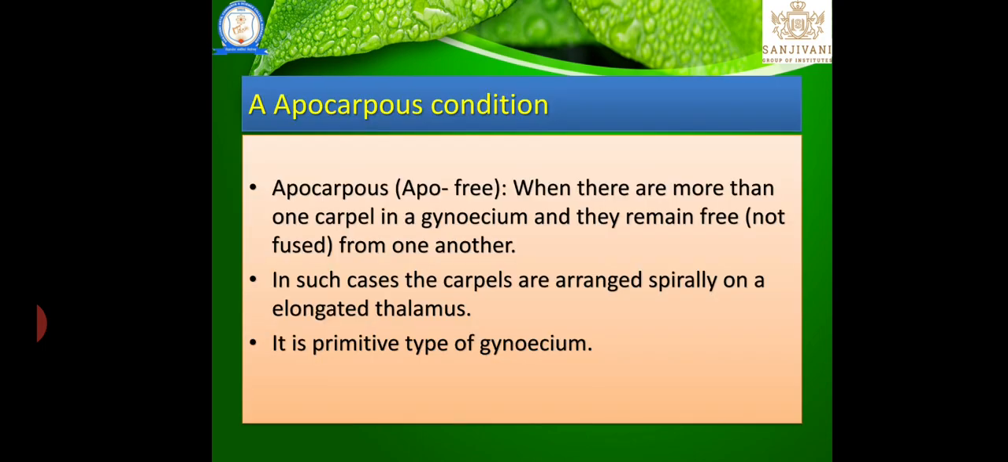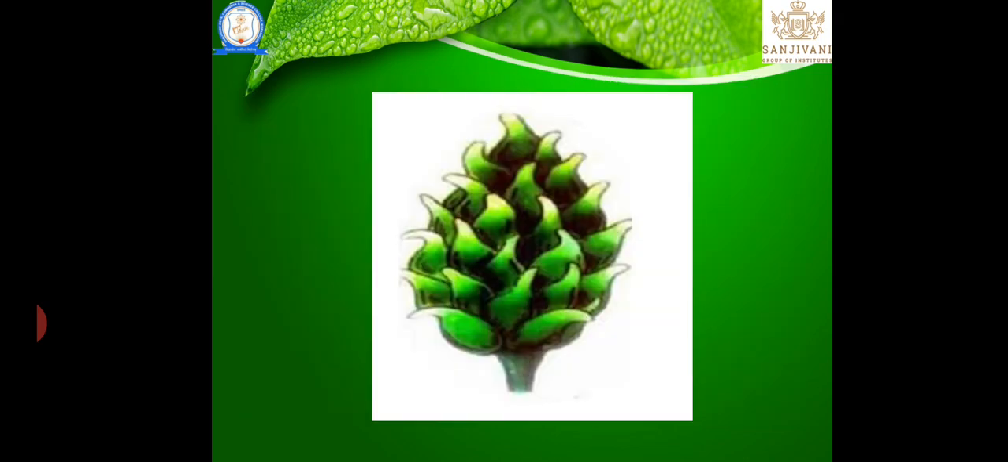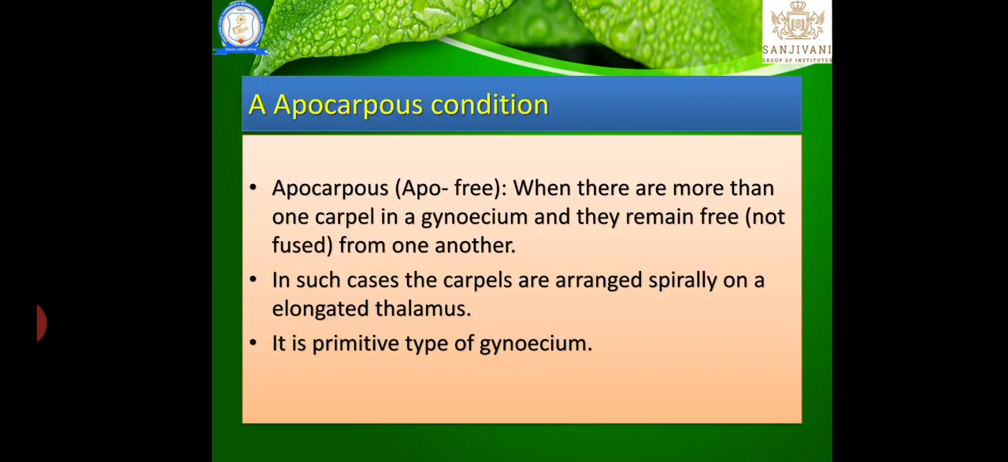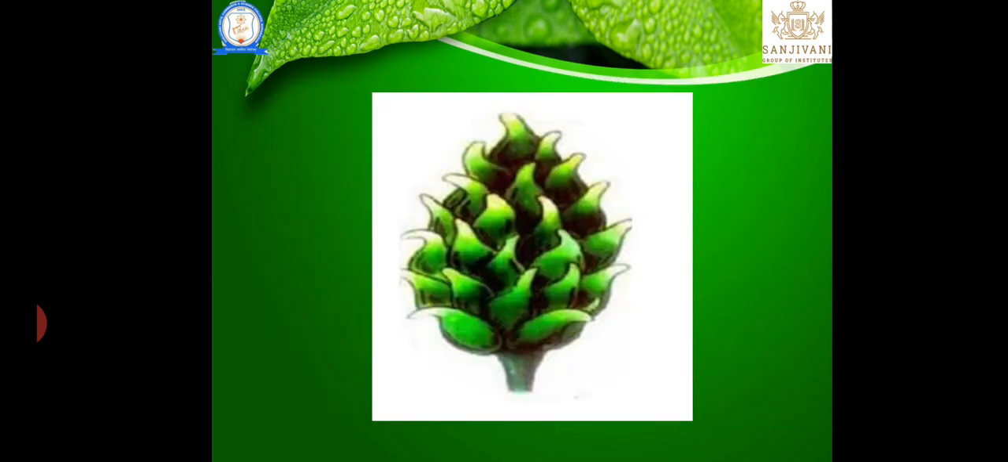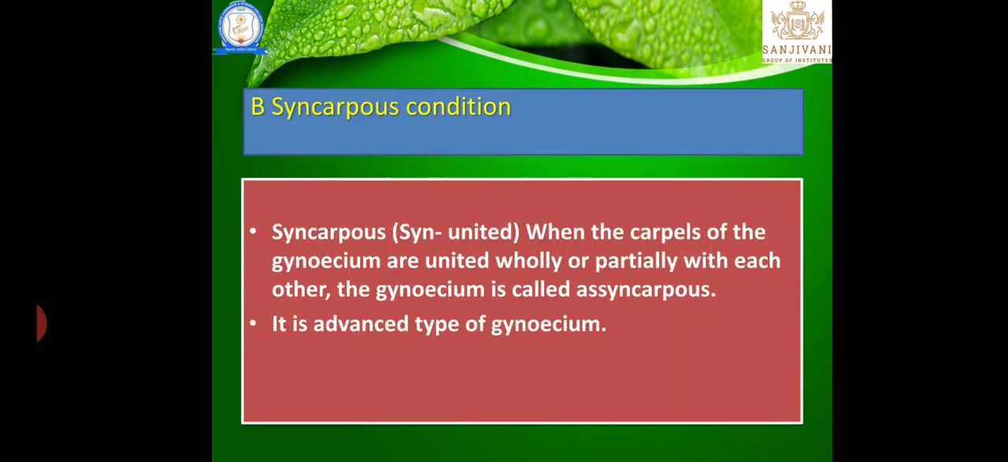Apocarpous condition: when there is more than one carpel in the gynoecium but they are in a free condition, that is known as apocarpous. In that we can see there are many carpels but they are free. Syncarpous: when carpels in the gynoecium are united, forming a tube-like structure, that is known as syncarpous.